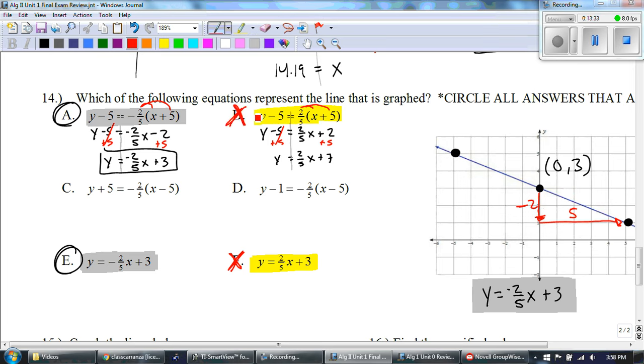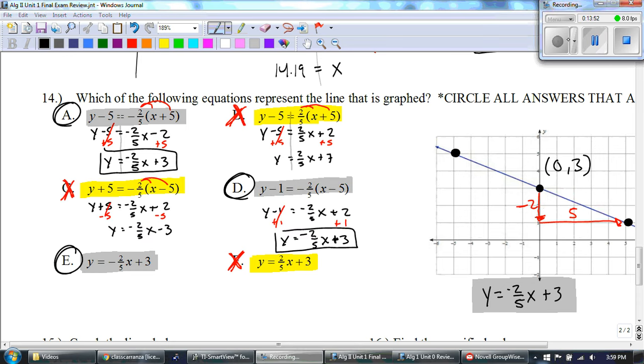And that doesn't work. Okay? So why don't you guys try number C and number D on your own and see what you get. Pause the video. Good luck. Okay, so for C, it did not work, and then for D, it did. All right, let's keep going.